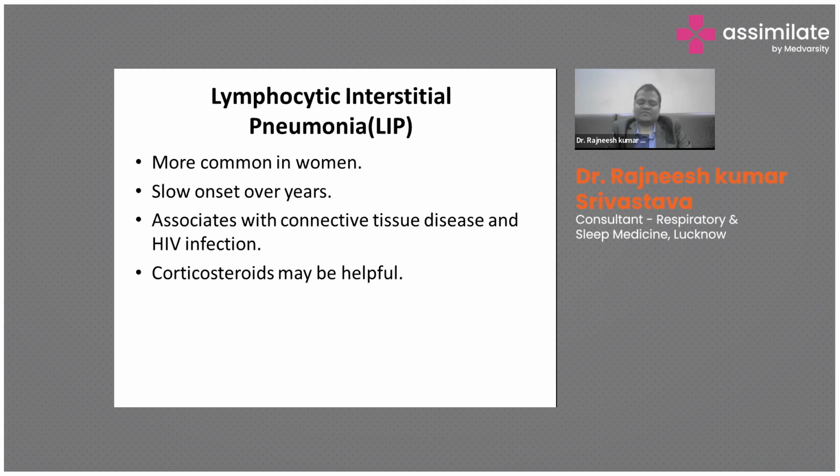So steroids are helpful in the majority of interstitial lung diseases except UIP. In UIP, you do not give steroids. Steroids are not recommended in UIP or IPF, but in other diseases, most of them, the steroids are helpful.